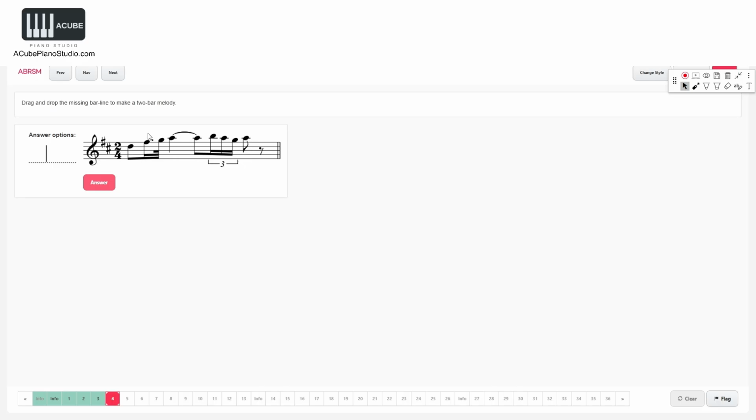So this one is the 1st beat. This is the 2nd beat. This is the 3rd beat, and this is the 4th crochet beat, right? But because it's 2/4 time, that means 2 crochet beats per bar, so the bar line should be here.